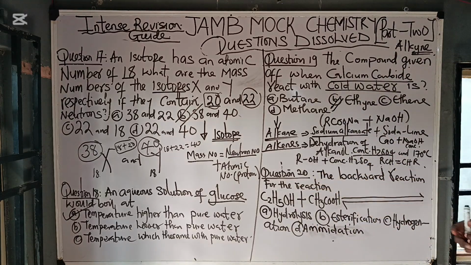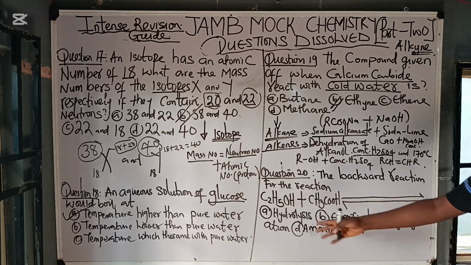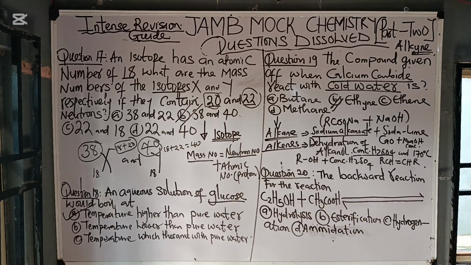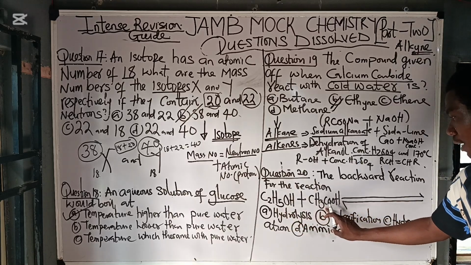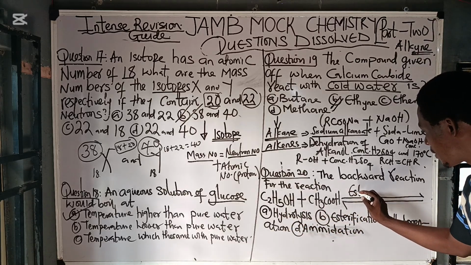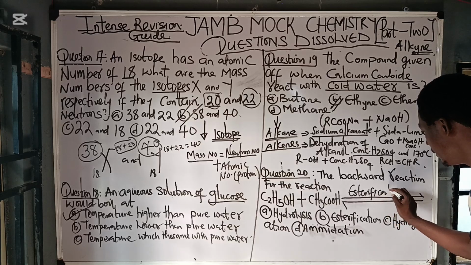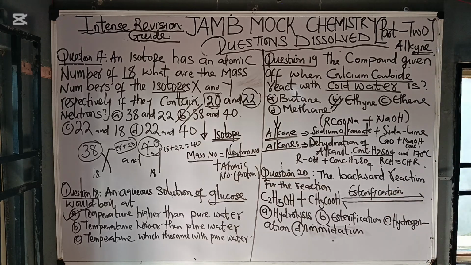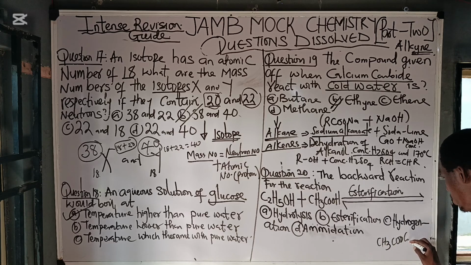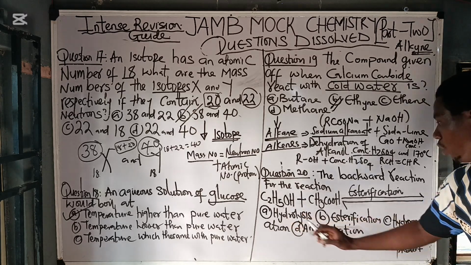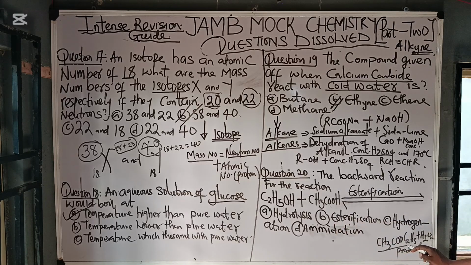Now let's take the last question for today's class. The backward reaction for the reaction of ethanol and ethanoic acid is what? First of all, when ethanol reacts with ethanoic acid, the reaction is known as esterification. Take note of that. It's going to give us an ester, and the ester that will be formed will be CH3COOC2H5 plus water. Yes, alkanol and alkanoic acid will give us esters plus water.